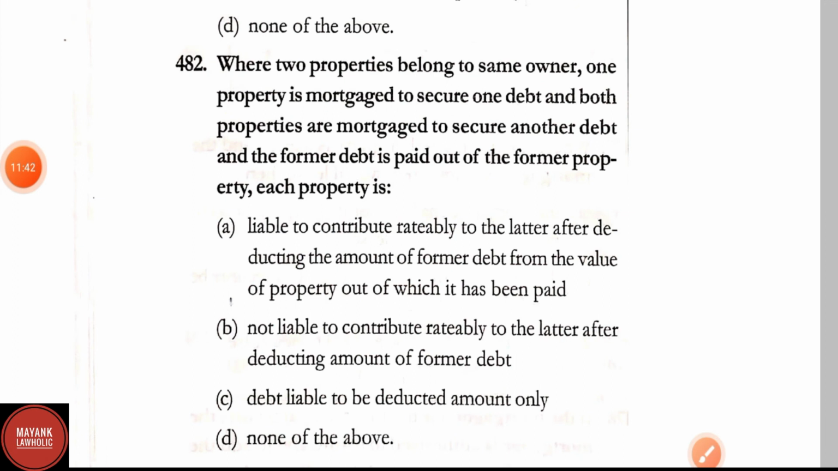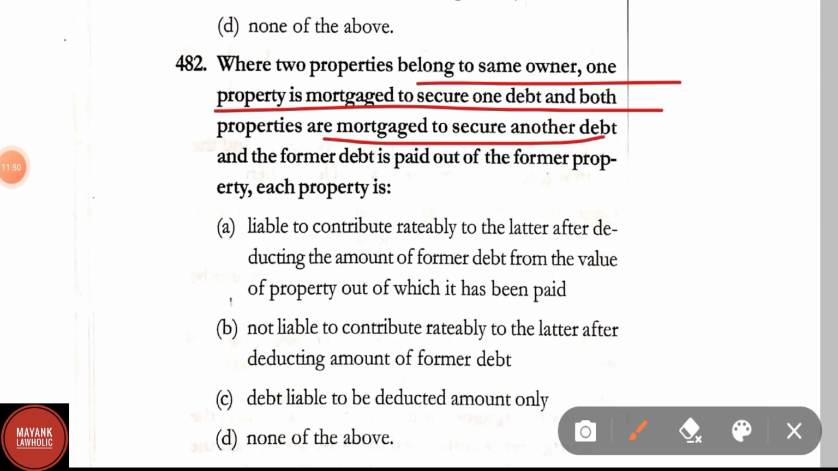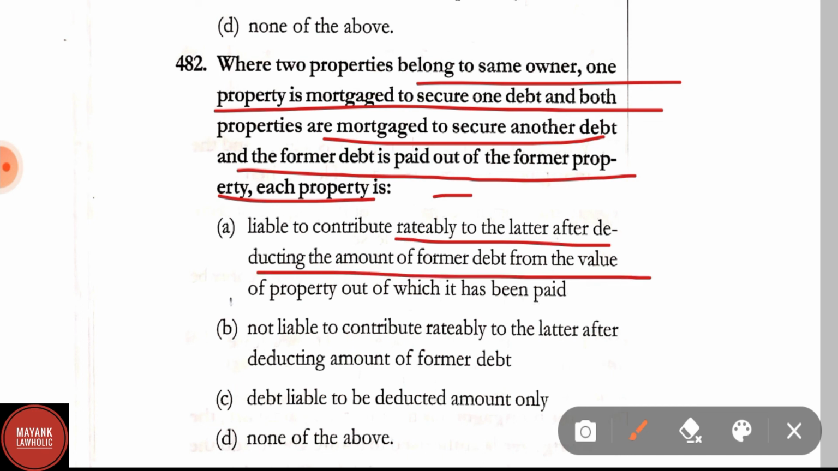Question number 482. Where two properties belong to the same owner, one property is mortgaged to secure one debt and both properties are mortgaged to secure another debt, and the former debt is paid out of the former property, each property is liable to contribute ratably to the latter after deducting the amount of the former debt from the value of the property out of which it has been paid. Here the correct answer is option A only.